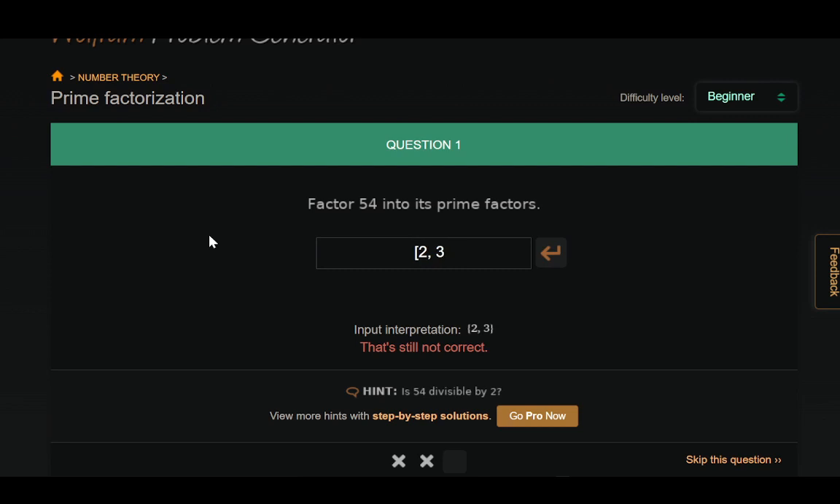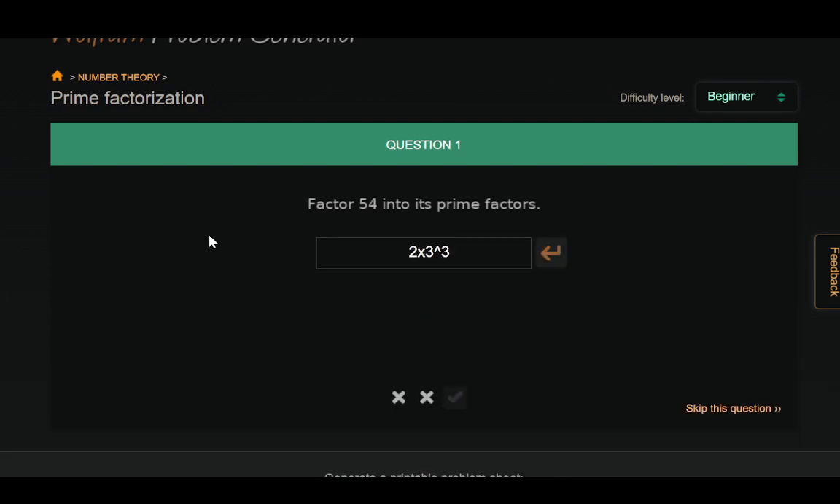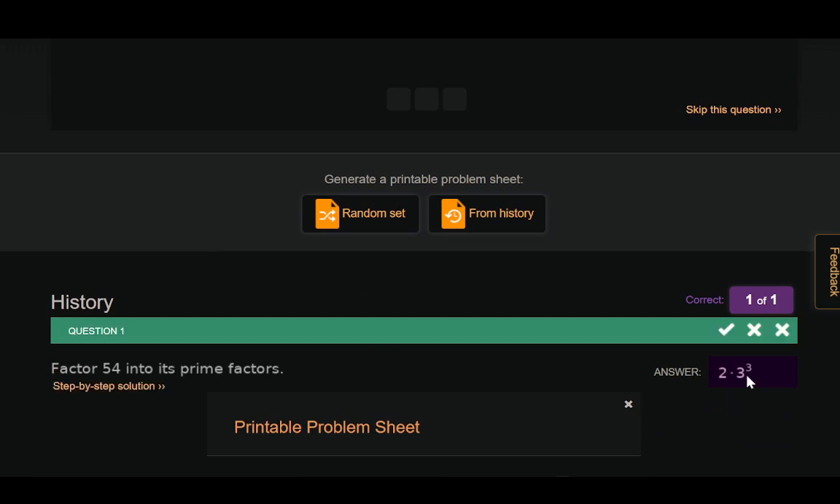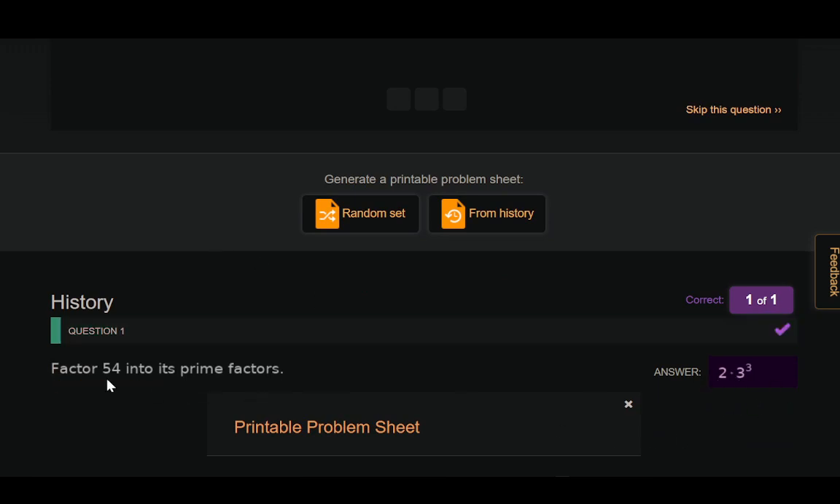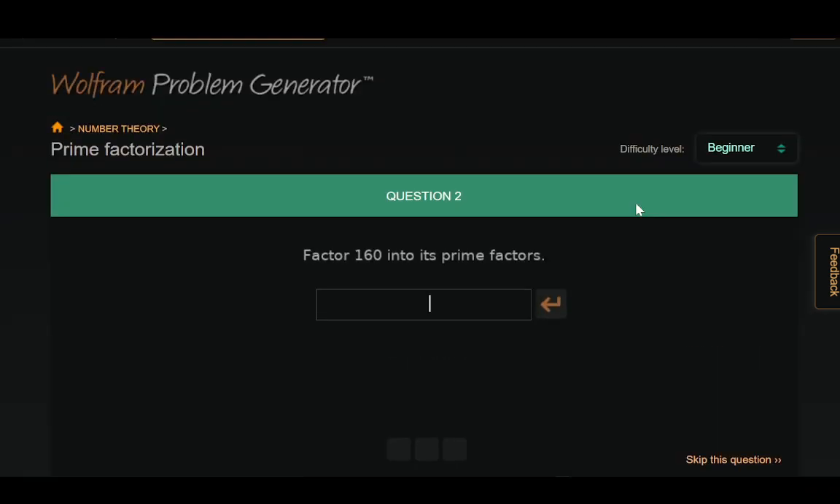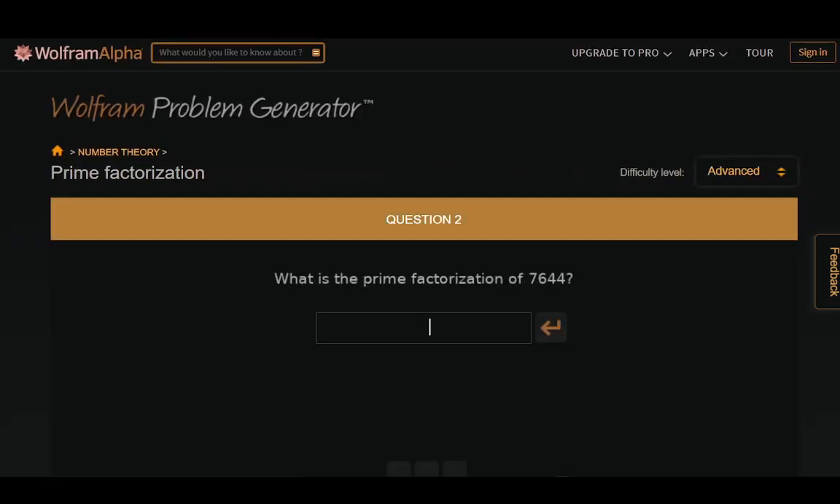Factor 54 into its prime factors. 2 times 3 cubed. Do you prefer it that way? Okay, so it was the input method that was wrong. So it wants it in this form. It doesn't just want to know what its prime factors are. It wants it factored that way. Okay, so we destroyed a couple of cities. A couple of the places are in ruins. It's all right. The survivors can scrabble through the rubble for food.